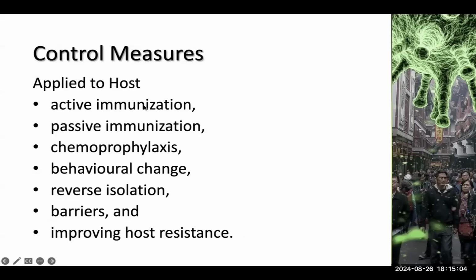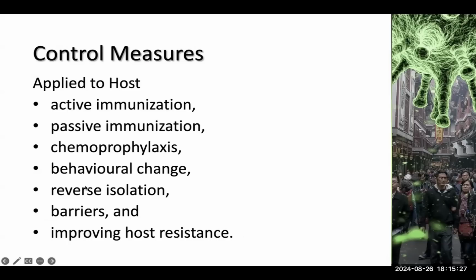Control measures that can be applied to the hosts. We do active immunization and passive immunization. We can also have chemoprophylaxis, like for malaria, we give doxycycline. Okay. We also recommend behavioral change or cognitive behavioral therapy. Sample of that is for smoking.